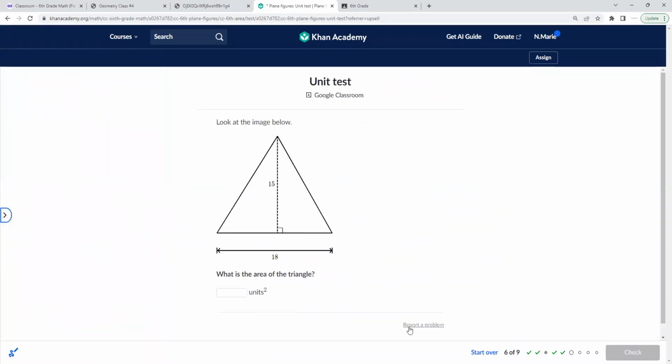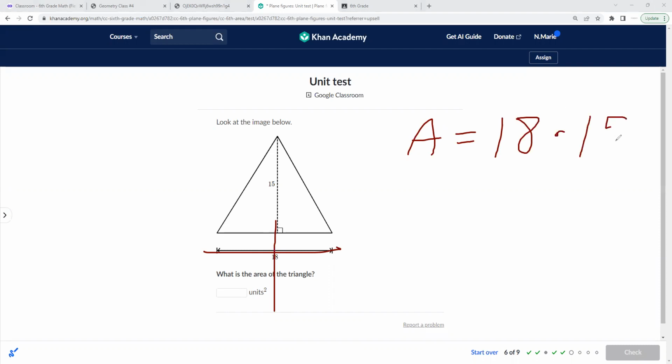Okay, so this unit test has already started, but we'll redo it after this. What is the area of this triangle? Well, area of a triangle is equal to the base, which is 18, times the height, which is perpendicular to it, which is 15, divided by 2. So if you did 18 times 15 divided by 2, you would get 135.